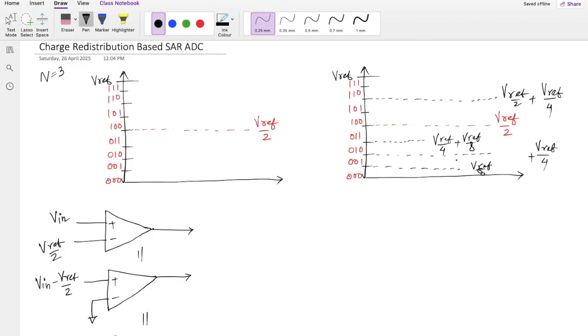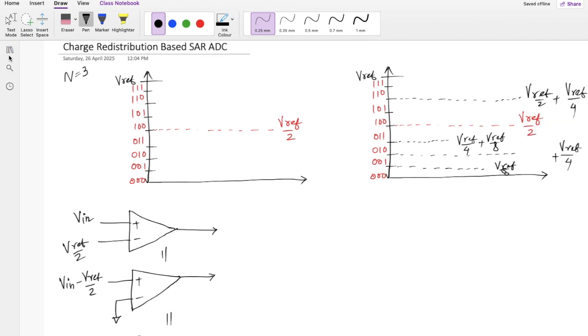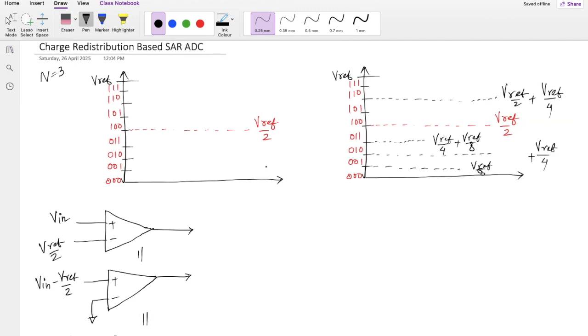Okay, so as things unfold, things will be more clear. So just remember this one: if it is 1, then only we are going to add it, otherwise we are just going to use this one. So this point will be used in the charge redistribution based architecture.